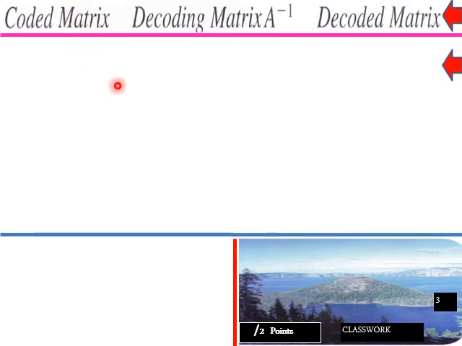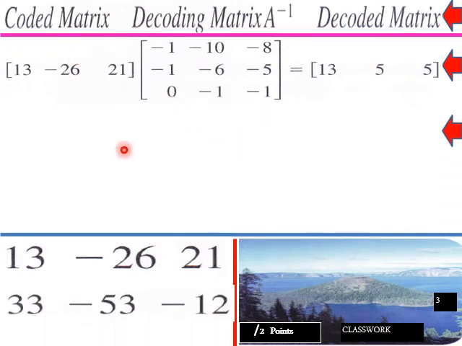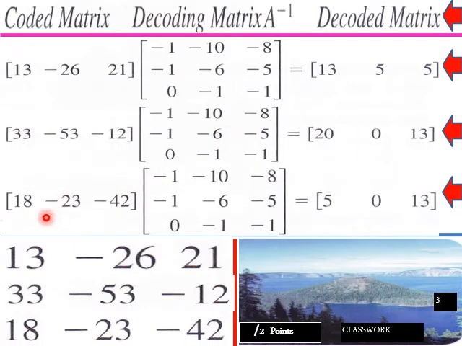So our coded matrix here would be, here's our coded matrix, 13, negative 26, 21. Here's our decoding inverse A, and then here's our decode. Here is our decoded matrix here. So we move from here to here. From our first coded row matrix there, our next one is this one here. So we move this through this to get to that. And then our next one is here, 18, negative 23, negative 42, through our inverse A, and then we end up with our row matrix there.